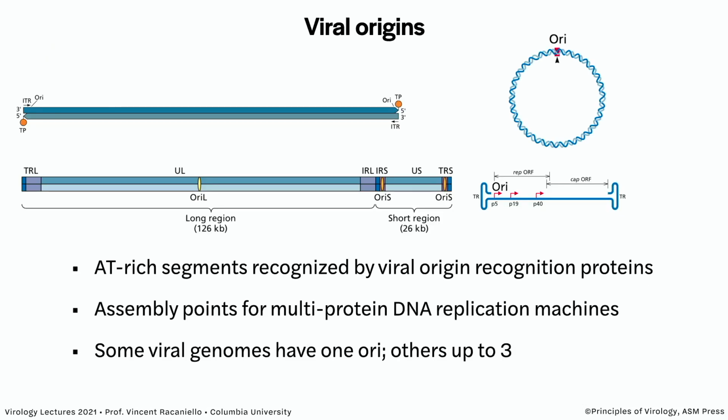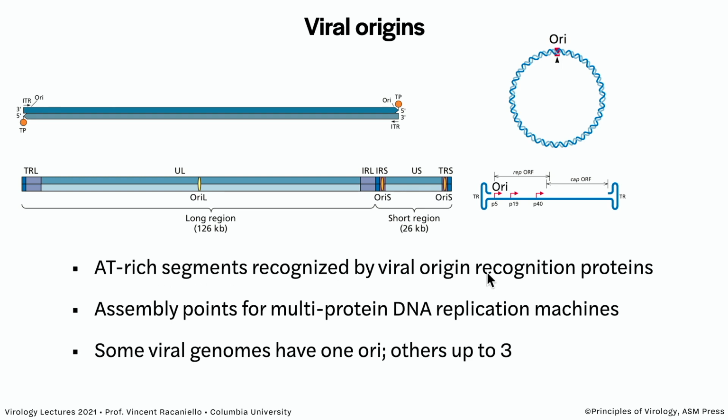Now, we've talked a lot about viral origins of replication. That's where replication begins. Talked about the single ori of SV40, for example, at either end of adenovirus, 3 oris for herpes, 1 ori at the left end for the parvoviruses. And these have a few features in common. They're AT-rich segments. They're recognized by viral origin recognition proteins, a way of starting the DNA synthesis there.